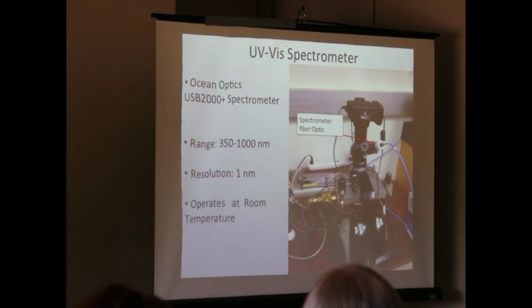So then I was able to attach my UV spectrometer on it. It was a spectrometer that the physics department had already. It's an Ocean Optics UV S200 spectrometer. We can read the range of wavelengths from 350 to 1,000 nanometers with a resolution of 1 nanometer. And this just operates at room temperature because the cathode-luminescence doesn't heat up my samples, doesn't damage them whatsoever.